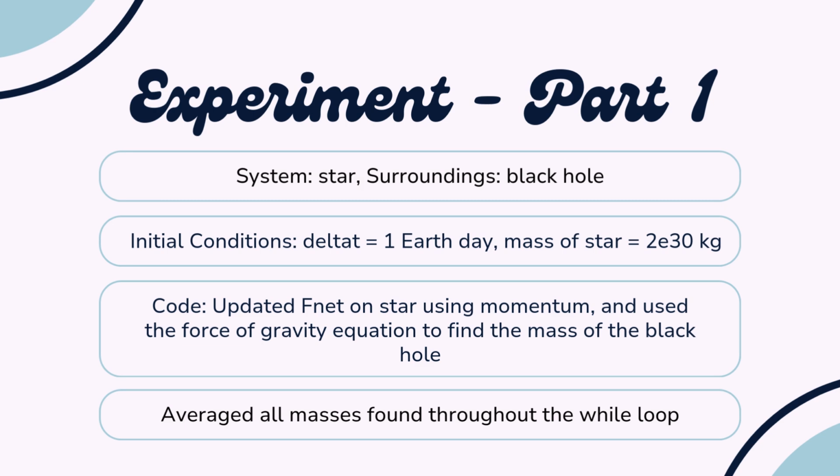For our experiment, our system is a star and the surroundings are the black hole. For part 1, our initial conditions were listed there, and we coded to update F net on the star using momentum, and we used the force of gravity equation to find the mass of the black hole, since we knew the F net would be the F gravity. And then we averaged all the masses that we found through the iteration in the starter code to get the actual mass of the black hole.